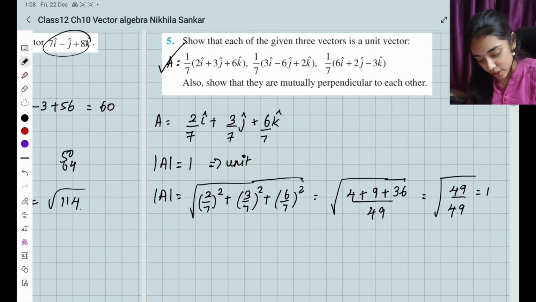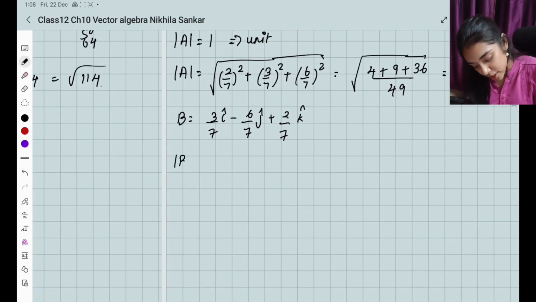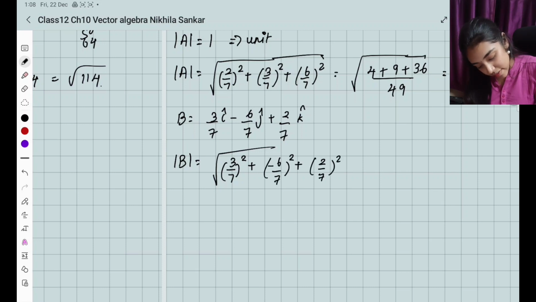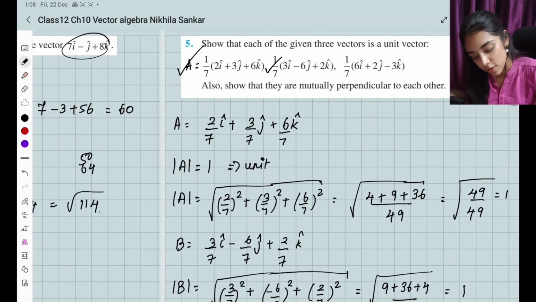Now let's check the second vector. So I have b equals 3 by 7 i cap minus 6 by 7 j cap plus 2 by 7 k cap. So now when I find the magnitude, I have square root of 3 by 7 the whole square plus minus 6 by 7 the whole square plus 2 by 7 the whole square. Okay, the same thing as in the previous question is going to come. 3 square 9, 6 square 36, 2 square 4, divided by 49. So this is also going to be 1. Okay, so this is also a unit vector.